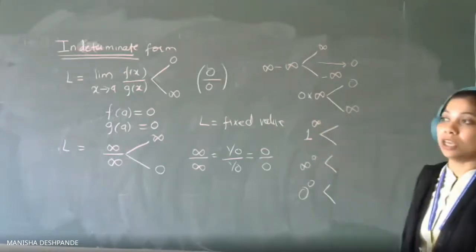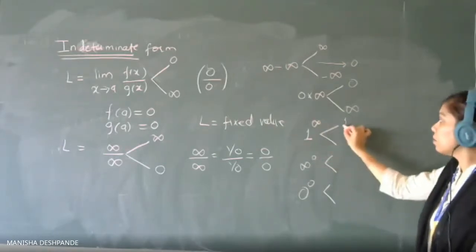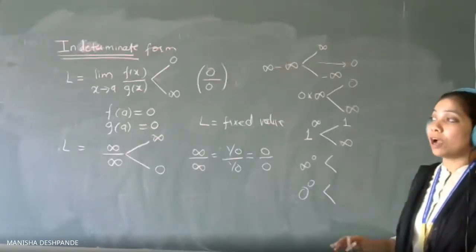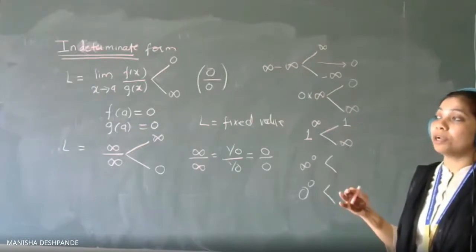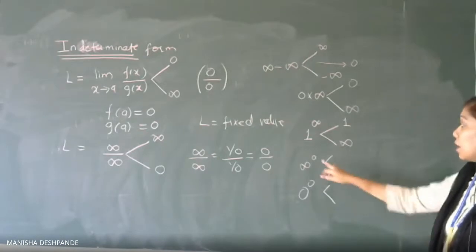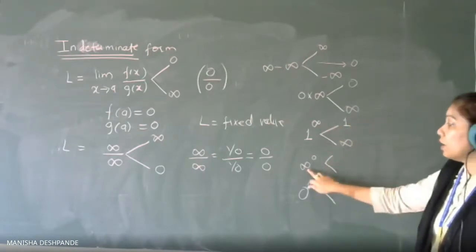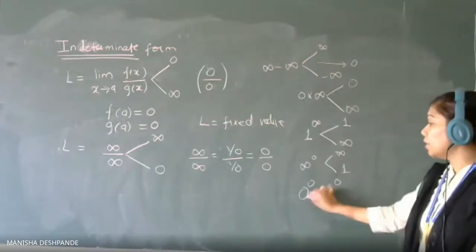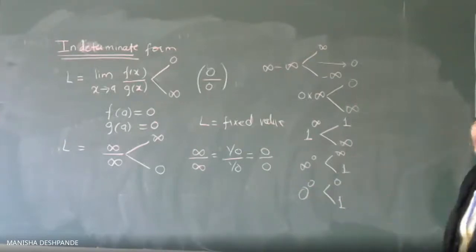Next is 1 raised to infinity. What is 1 raised to anything? 1. And anything raised to infinity? Infinity, because anything is becoming larger the more times you take it, and you are taking it infinitely many times, so you expect it to become very large. Then infinity raised to 0, and 0 raised to 0. Infinity raised to anything is infinity. Anything raised to 0 is 1. 0 raised to anything is 0. So all of them are taking more than one value, and hence they are called indeterminate forms.